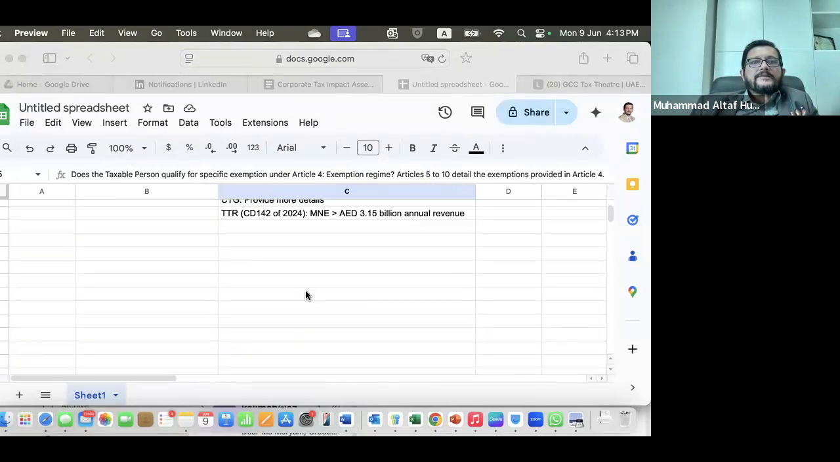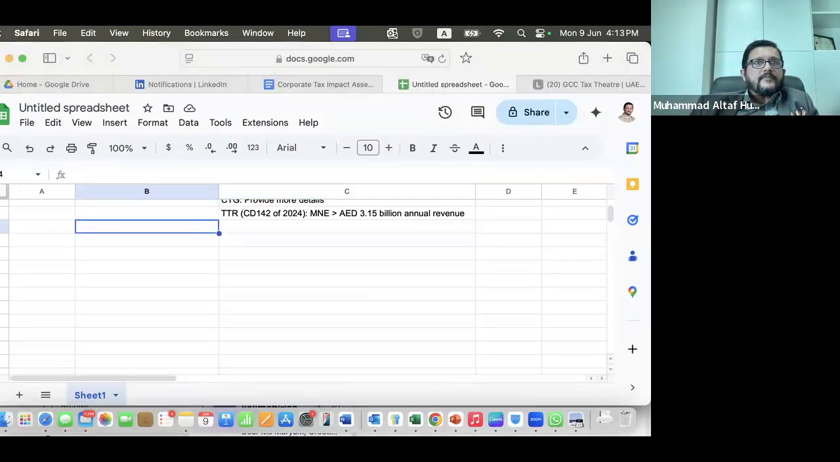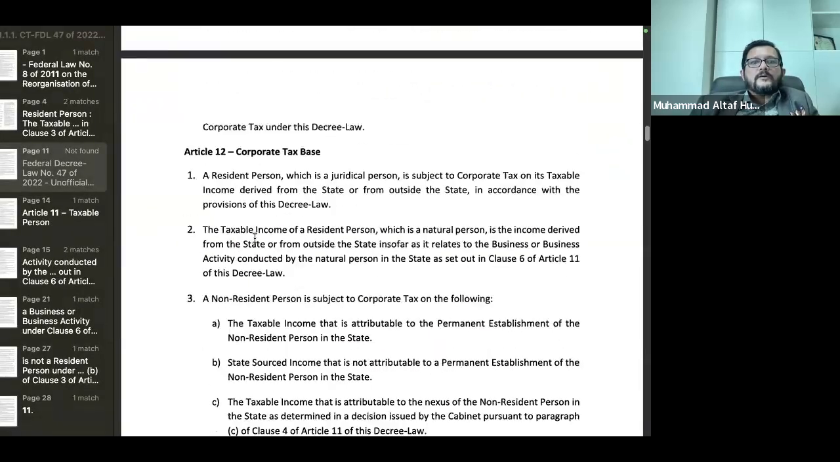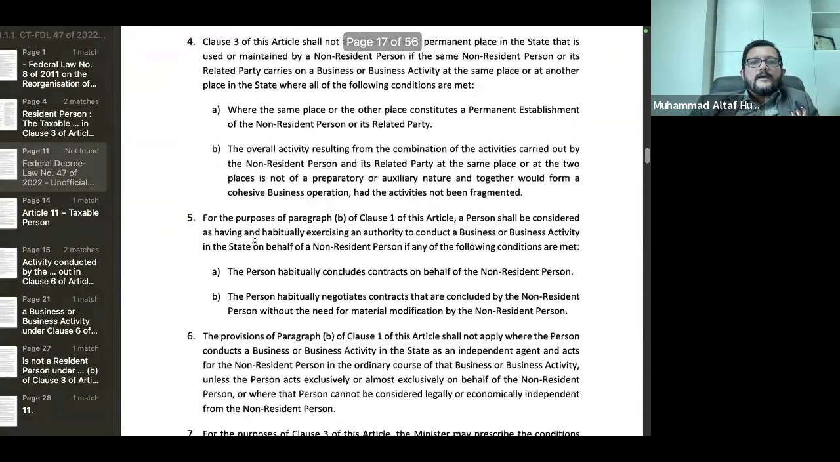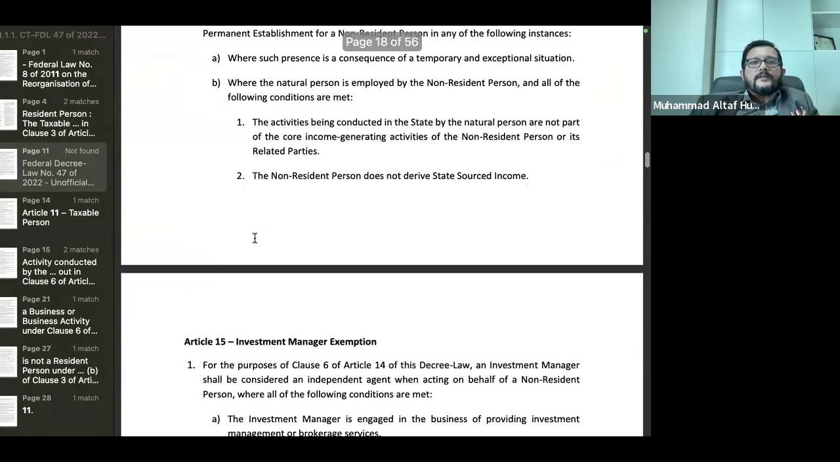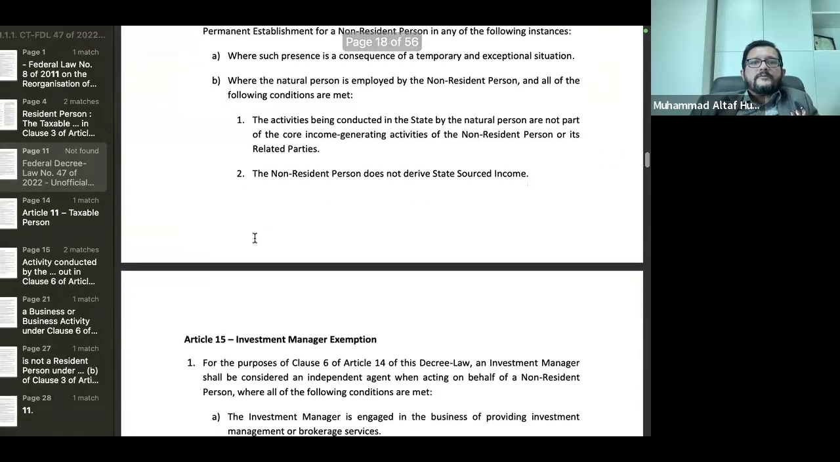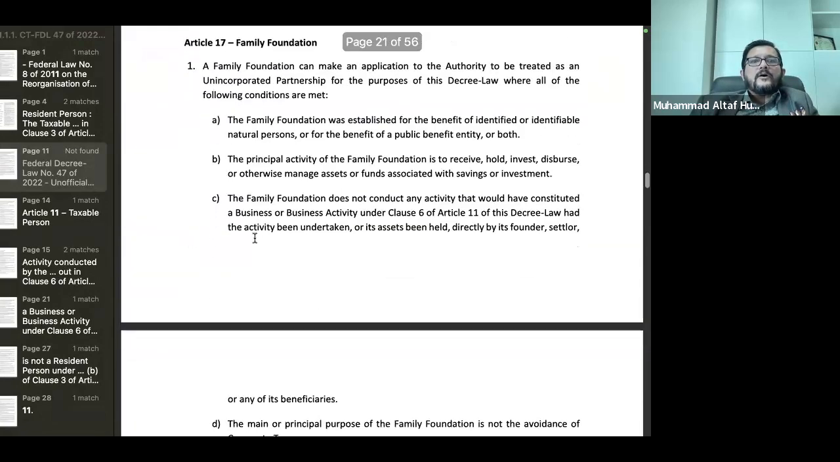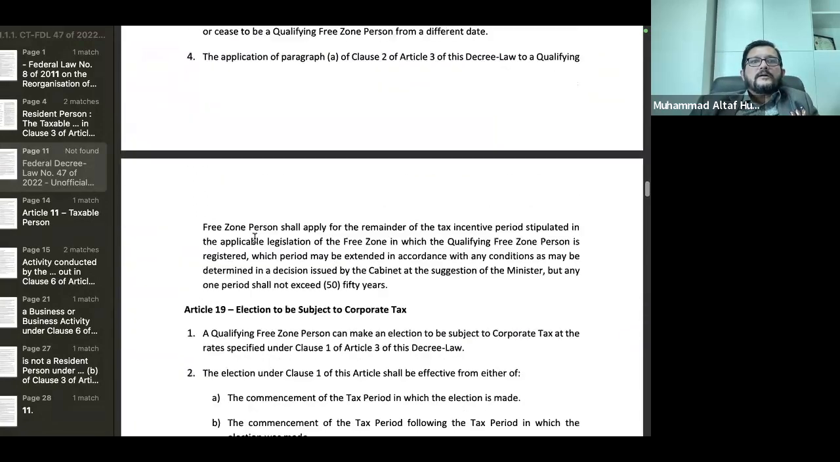Now the next stage will be the account level, so the very next thing will be taxable income. That's where we go, basically. Did we address the qualified free zone person regime as well? So Article 9 until Article 19, all this discussion goes on.